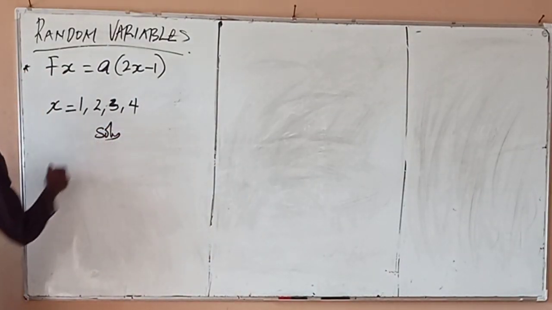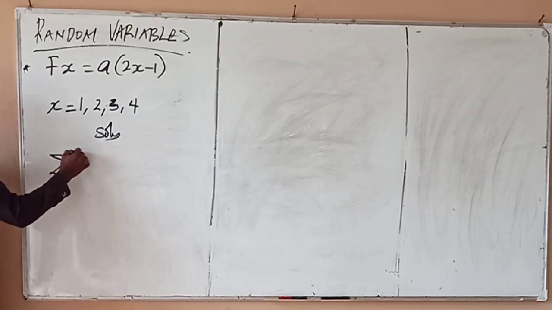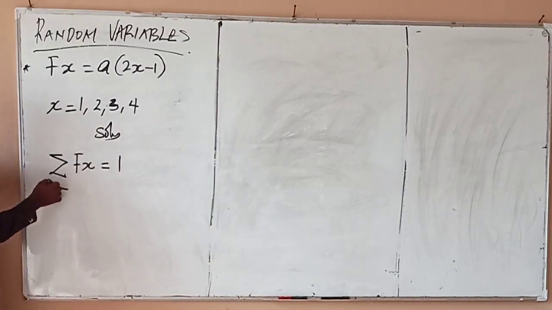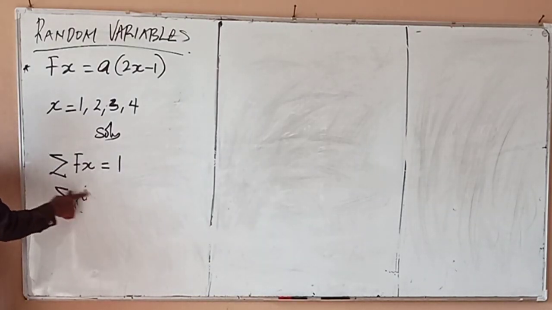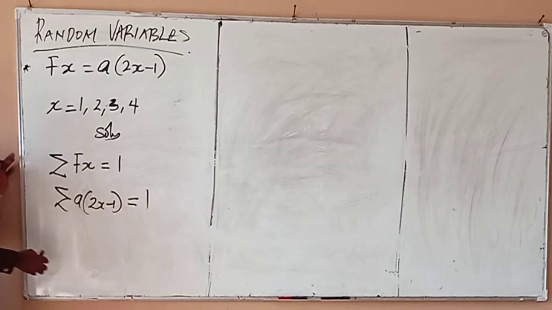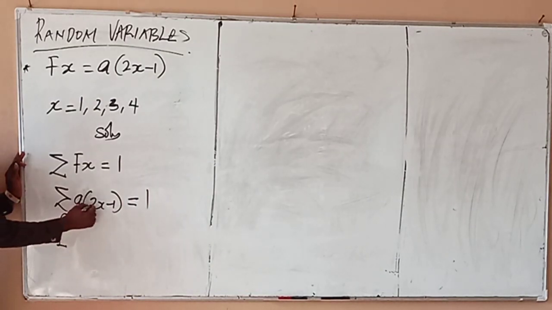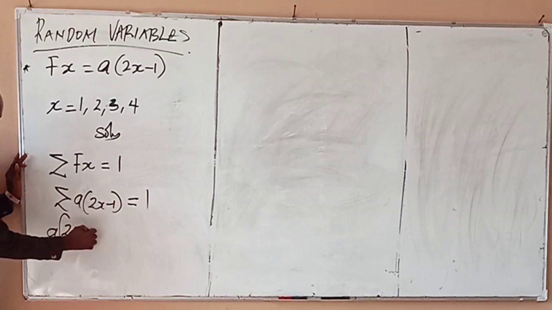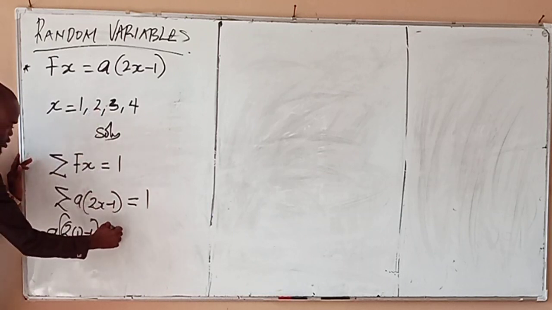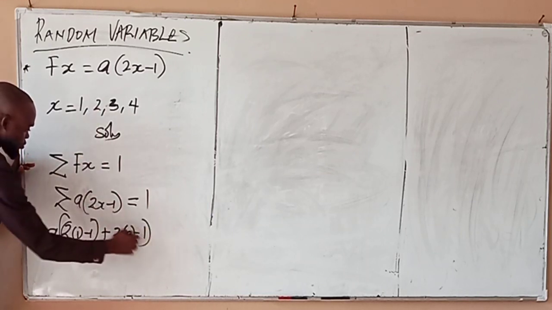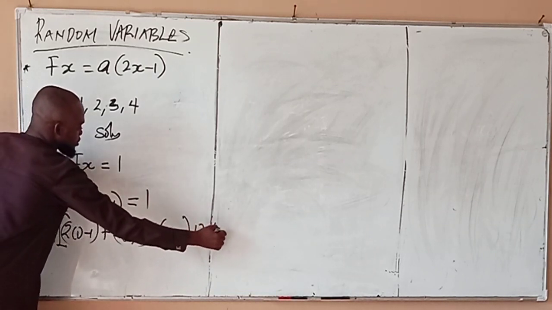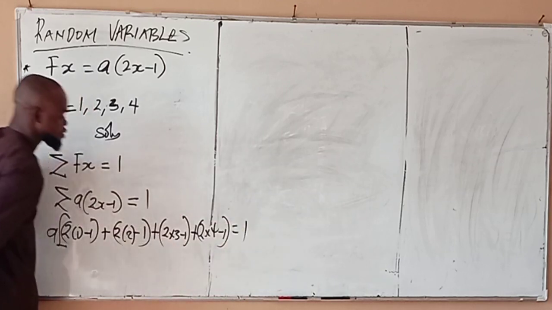Solution. For this random variable, the summation of this function of x will be equal to 1. The probability of X equal to x will sum to 1. So the summation of a bracket 2x minus 1 will be equal to 1. I'm going to have a outside. For x equal to 1, we have 2 times 1 minus 1, plus for x equal to 2, 2 times 2 minus 1, plus 2 times 3 minus 1, plus 2 times 4 minus 1, and everything will equal 1, for this one to be a discrete random variable.